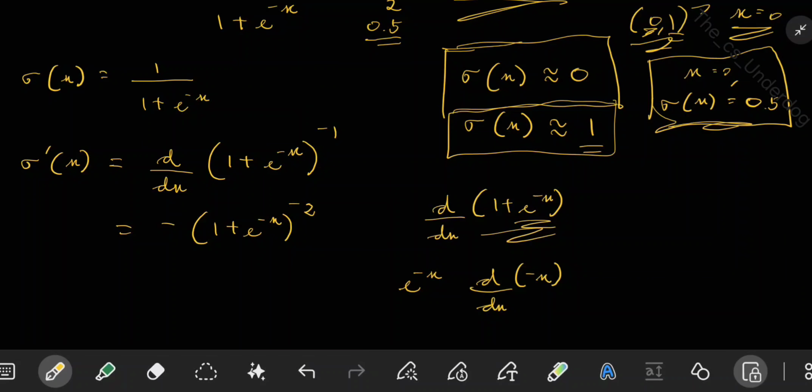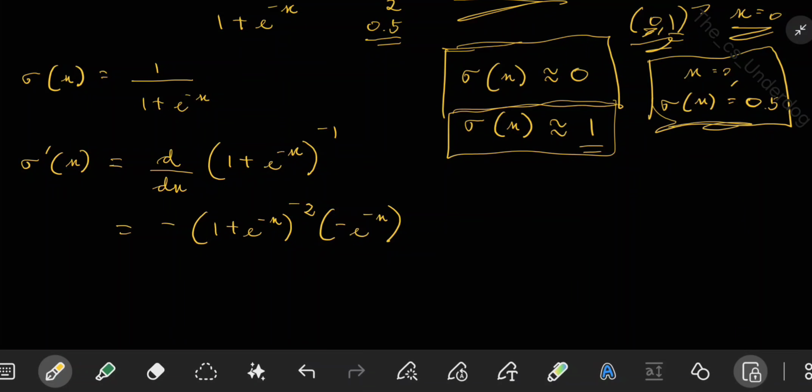This will give you d by dx of minus x, which will be minus 1. So this is minus 1. Minus 1 into e power minus x is minus e power minus x. That is why I can write here as minus e power minus x. Okay. So now my derivative is in this form.